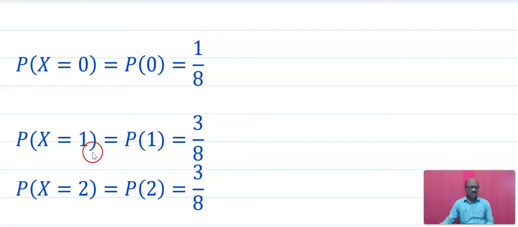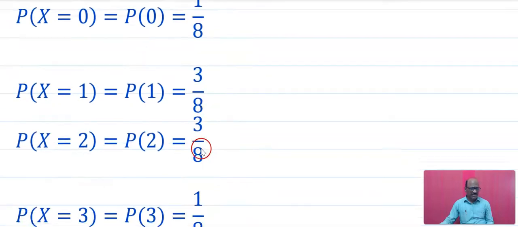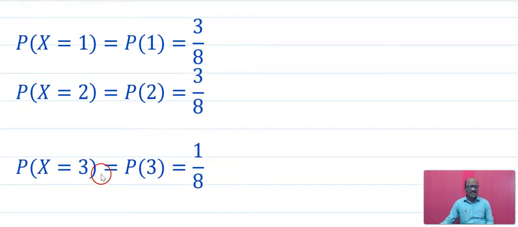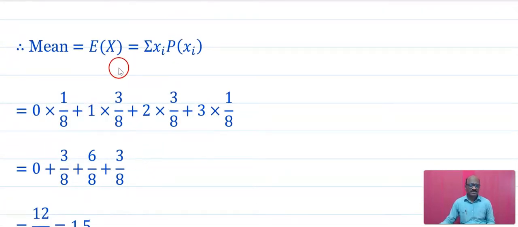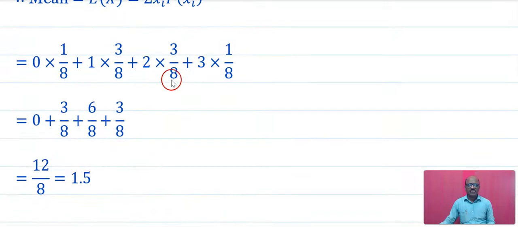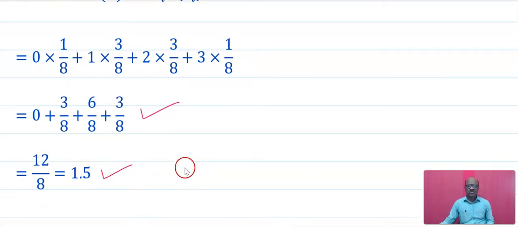Probability of X = 1, that is 1 head, is 3/8. For 2 heads, again it is 3/8. For 3 heads, the last is 1/8. And what is the mean? Mean means E(x), the expected value of x, that is the summation of xi into P(xi). That is 0 into 1/8, plus 1 into 3/8, plus 2 into 3/8, plus 3 into 1/8. After calculation you will get 0 plus 3/8 plus 6/8 plus 3/8, and overall you will get 12/8, which is equal to 1.5.